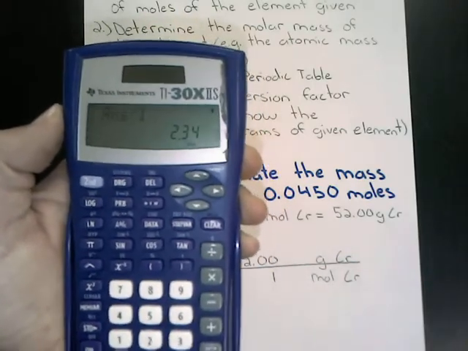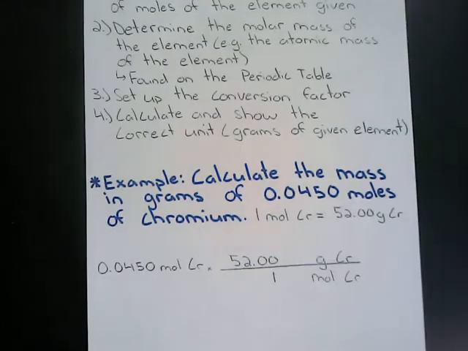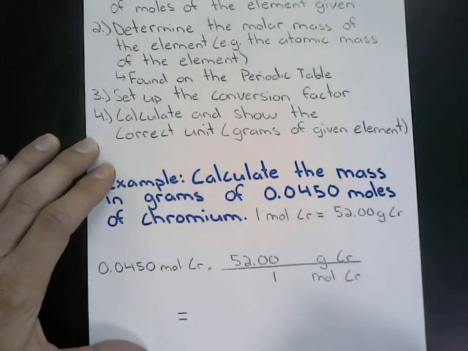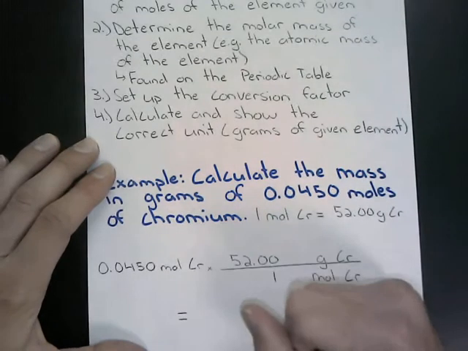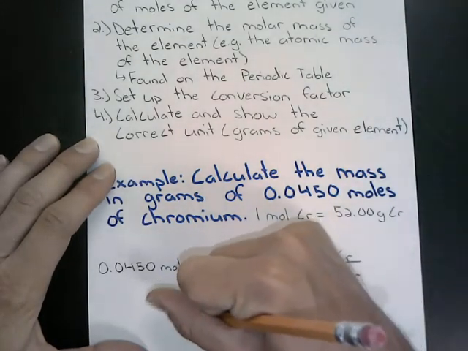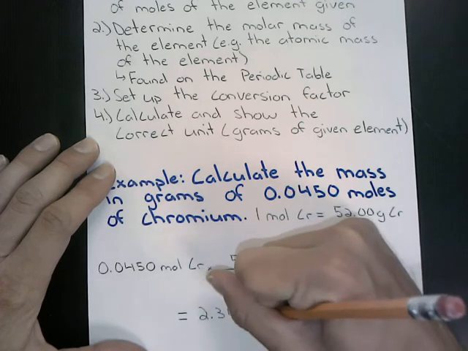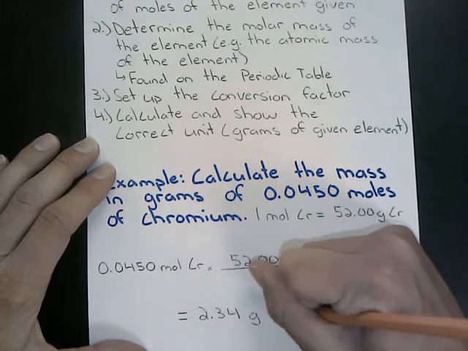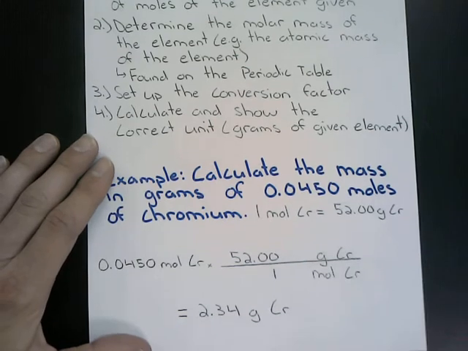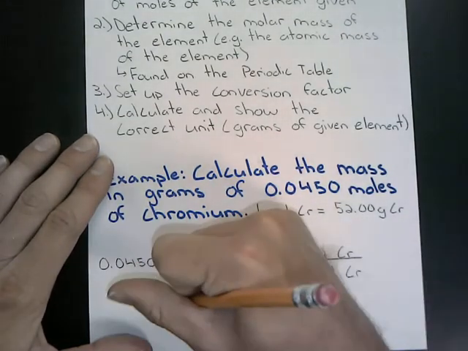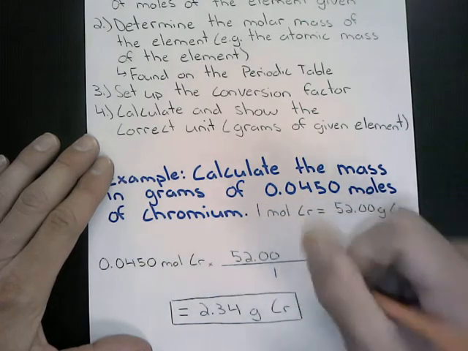And I still get 2.34. And so this means that in 0.0450 moles of chromium, there is exactly 2.34 grams of chromium. And we abbreviate that by putting Cr. And that becomes our answer. So then we move on.